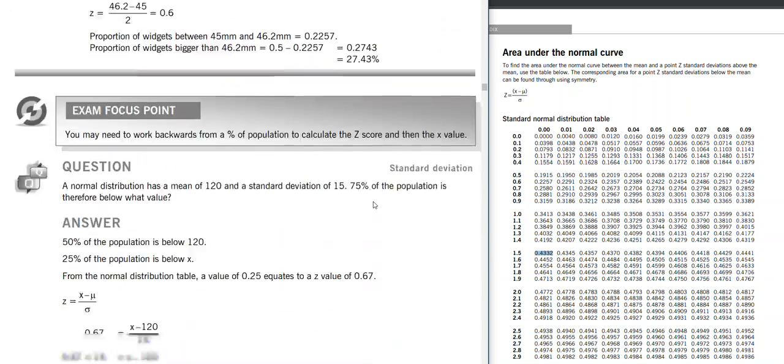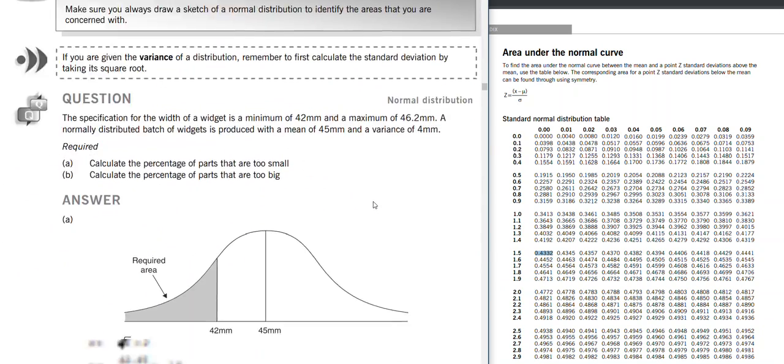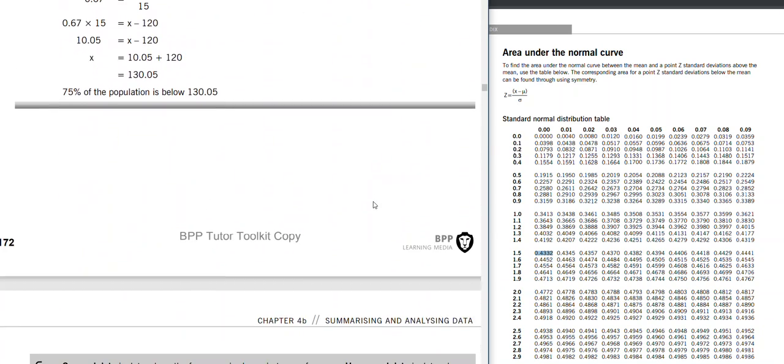So then there are some other examples that you can look at and do your practice. So next video, I will do questions relating to these.